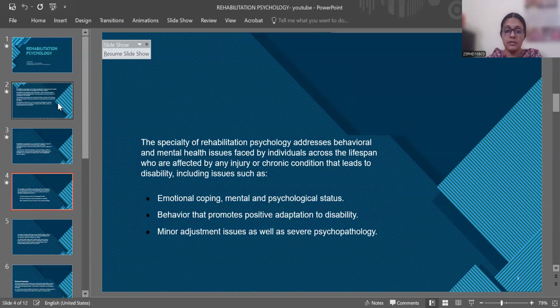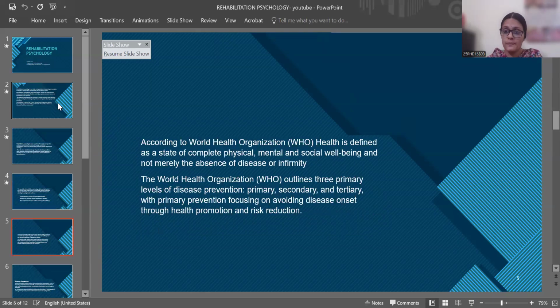The speciality of rehabilitation psychology addresses behavioral and mental health issues faced by individuals across the lifespan who are affected by any injury or chronic condition that leads to disability, including emotional coping, behavior that promotes positive adaptation, and minor adjustments.